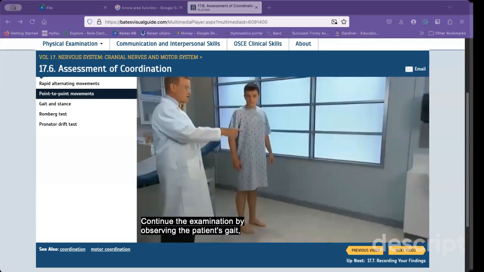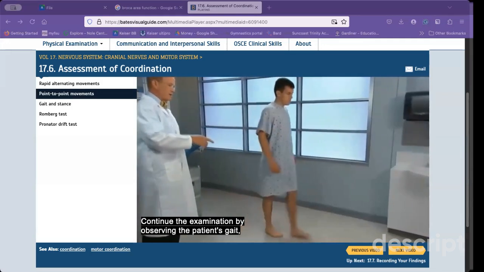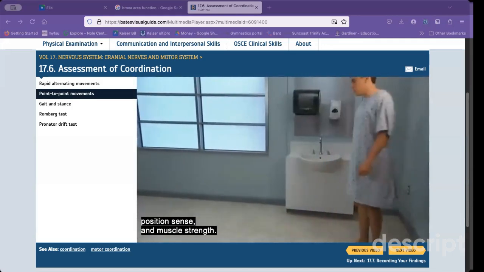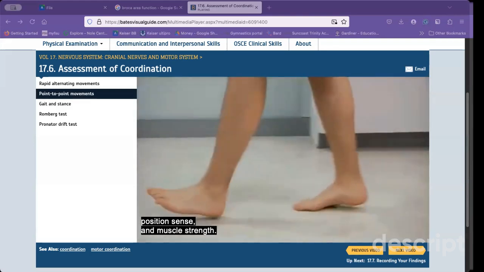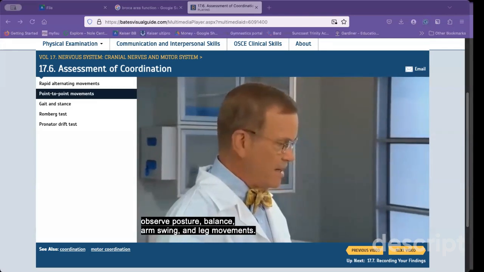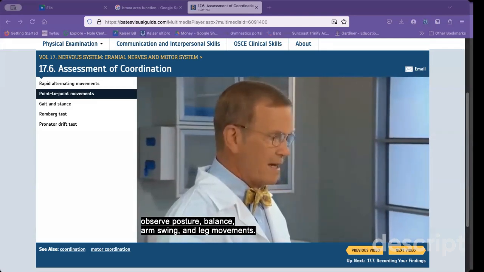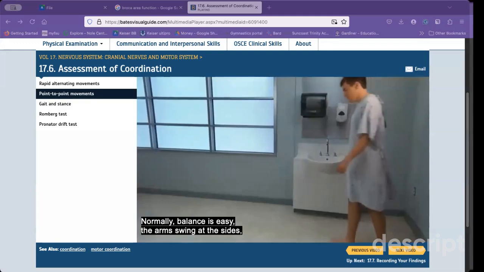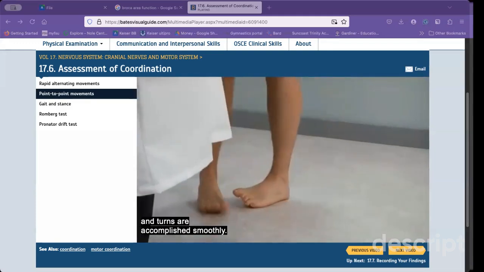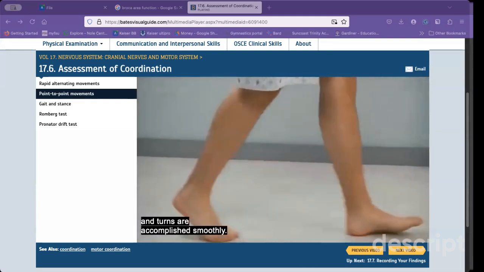Continue the examination by observing the patient's gait, which provides information about coordination, position sense, and muscle strength. As the patient walks across the room, observe posture, balance, arm swing, and leg movements. Normally, balance is easy. The arms swing at the sides, and turns are accomplished smoothly.